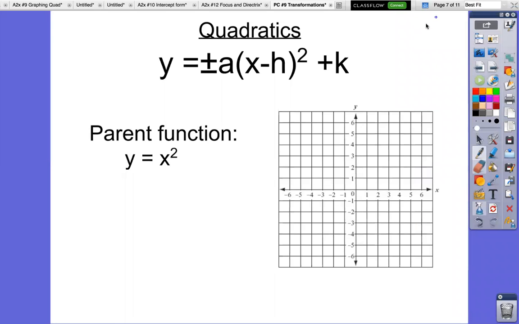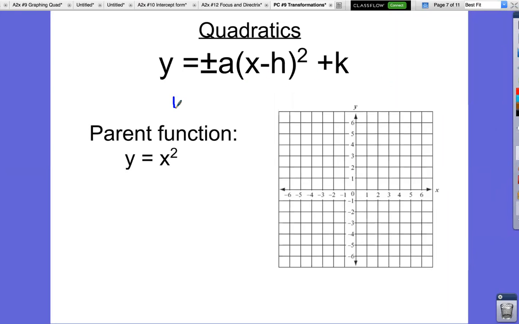All right. So with quadratics, again, you guys should be pretty comfortable with quadratics. You've done this for a long time. Your vertex is going to be at (h, k). The h always moves it left to right. The k moves it up or down. If a is greater than 1, it stretches it. If it's less than 1, it shrinks it.